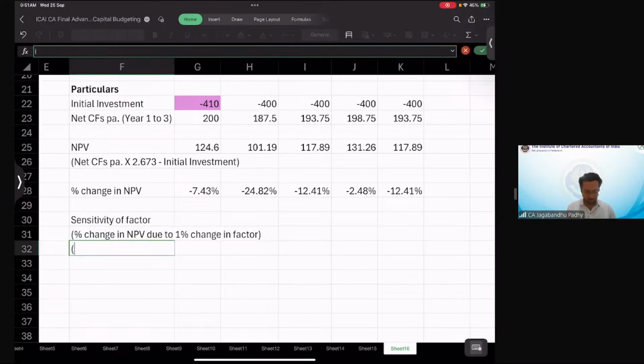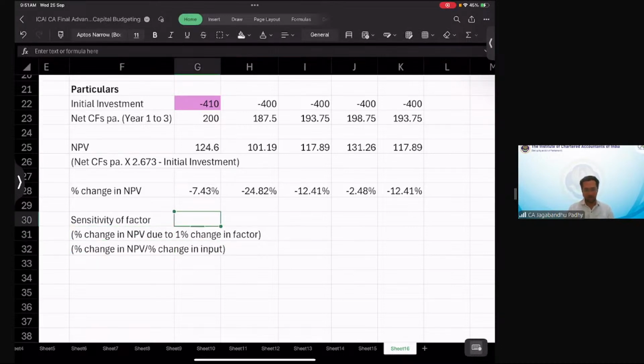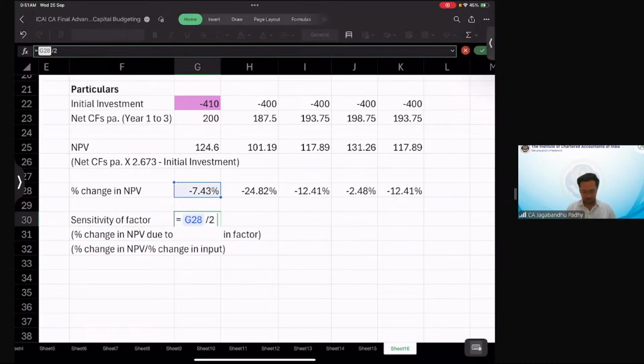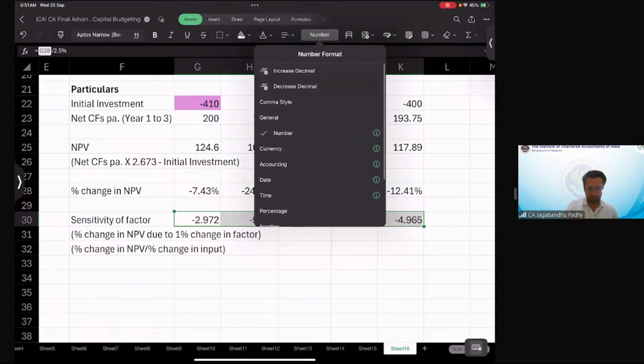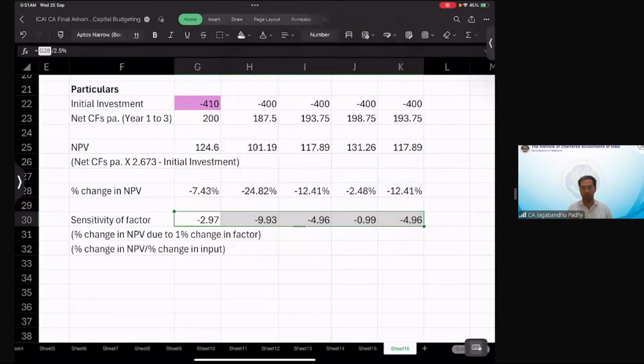So how do we calculate the sensitivity factor? Sensitivity factor is simply calculated as percentage change in NPV divided by percentage change in the variable, or percentage change in the input. So by what percentage should I be dividing this? This is simply 7.43 divided by 2.5%. So that's 2.9711, right? And these are the sensitivity numbers. Sensitivity factors are 2.97, 9.93, 4.96, 0.99, and 4.96.